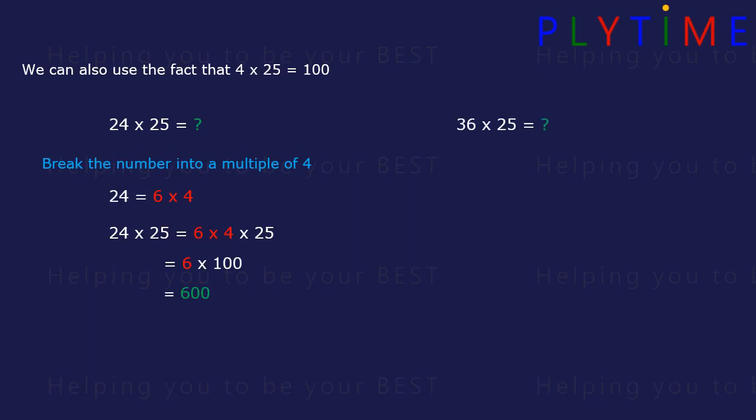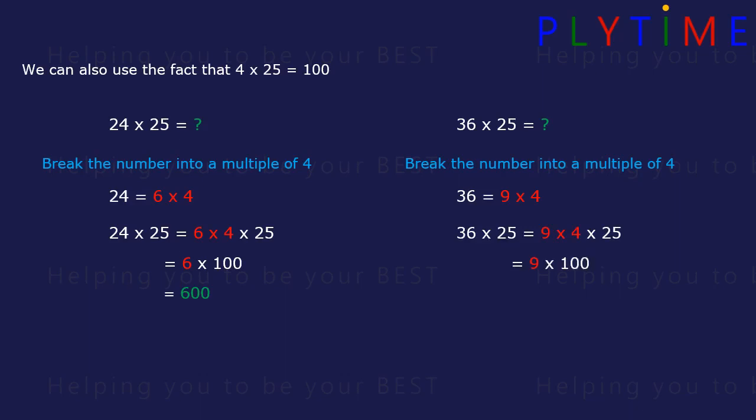What about this one, 36 times 25? We break it into a multiple of 4. 4 times 9 equals 36. So this is the same as 9 times 4 times 25, and 4 times 25 equals 100. So we have 9 times 100, which equals 900.